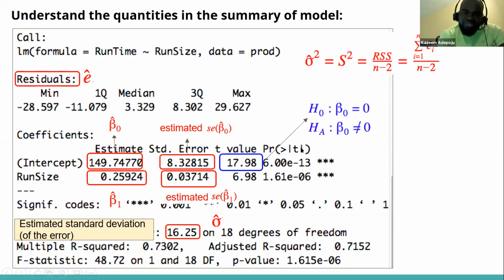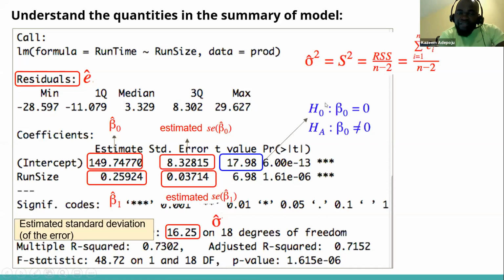Then I'm going to write the alternative: beta naught is not equal to 0. Beta naught not equal to 0 means beta naught is significantly different from 0. This is the first thing that we're going to write when we are testing a hypothesis on beta naught. This is the first step. You need to write this out.